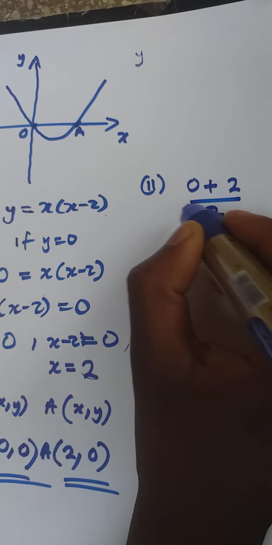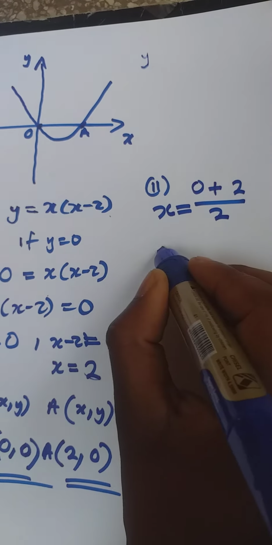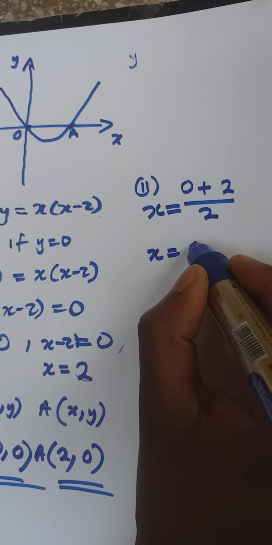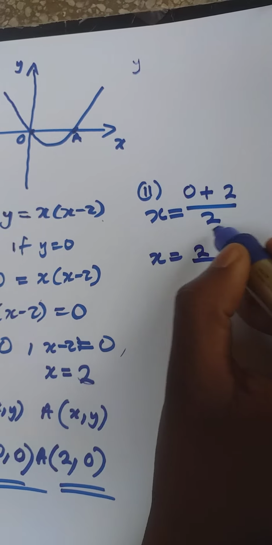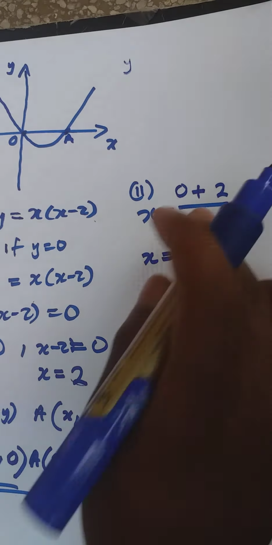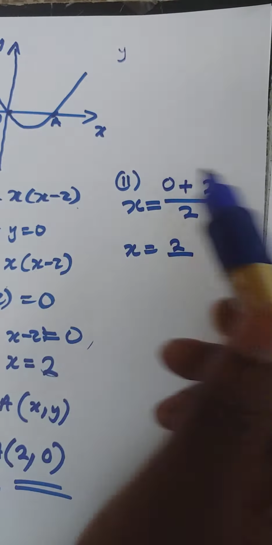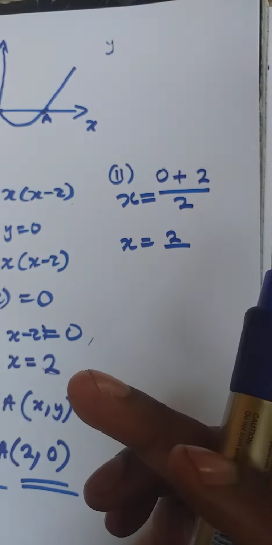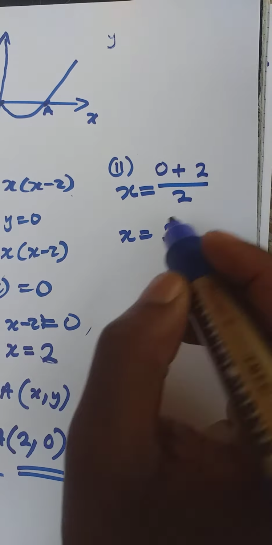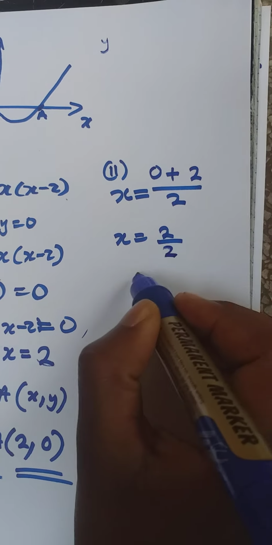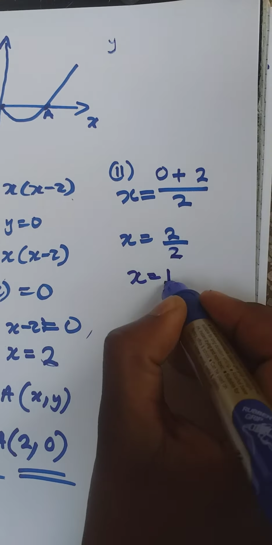We add these and divide by 2 to find the value of x for the turning point. So 0 plus 2 gives 2 over 2. We always divide by 2, whether we had 5 and 10 or 19 and whatever. We always add the two points where the curve is cutting the x-axis, and then we divide by 2. So when we add and then divide by 2, the value of x is 1.